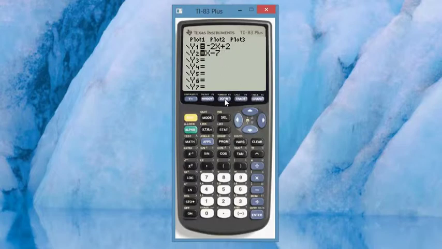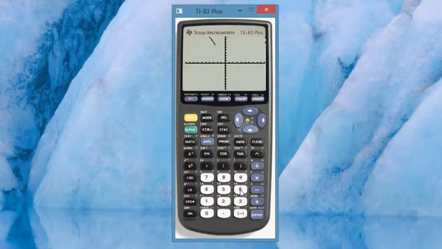To get a nice standard window setting, just press zoom 6. And there we have something that kind of looked like what I had drawn just a few minutes ago. You can see that this is negative 2x plus 2 right here. And this one is x minus 7. And they're crossing at this point. And the line that we want to find the equation of will come from somewhere over here. And it'll have a slope of negative 1/5. And it'll cross right through that point. So our goal right now is to find that point.